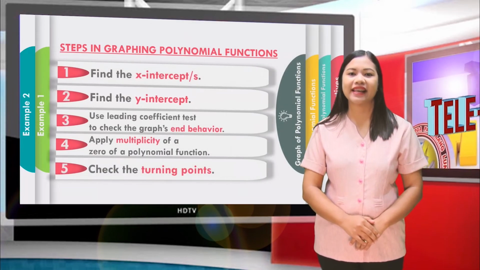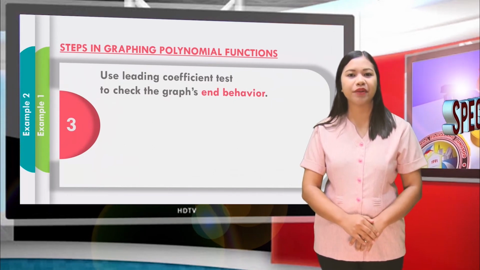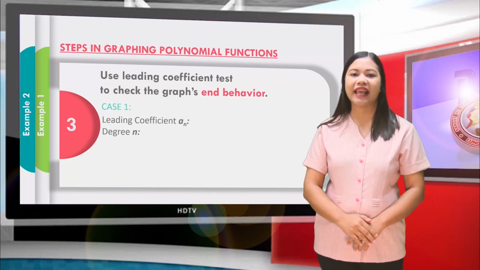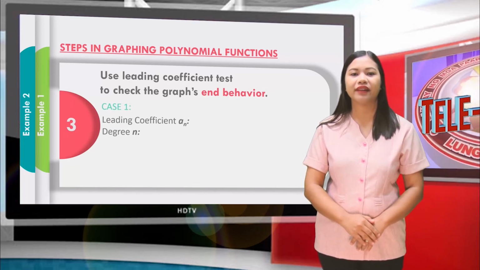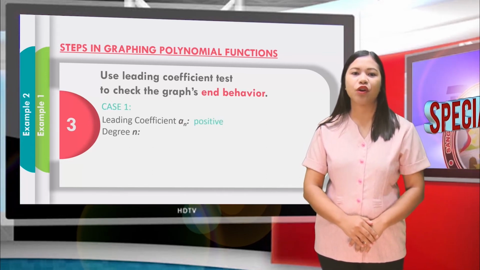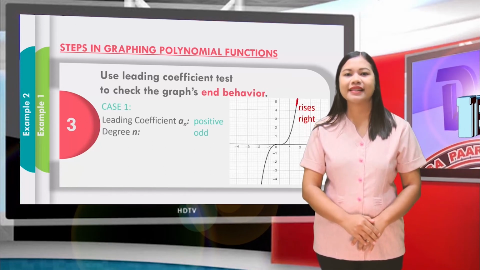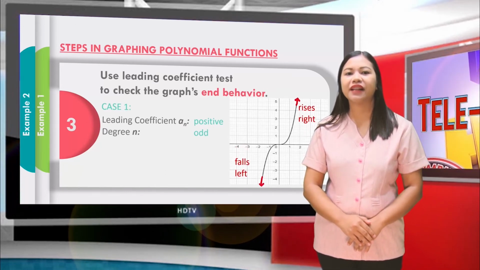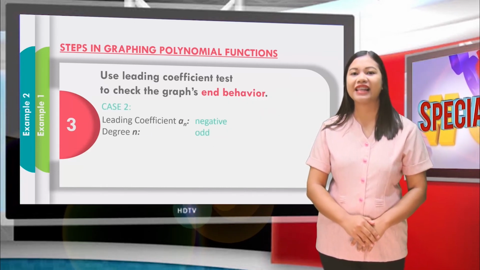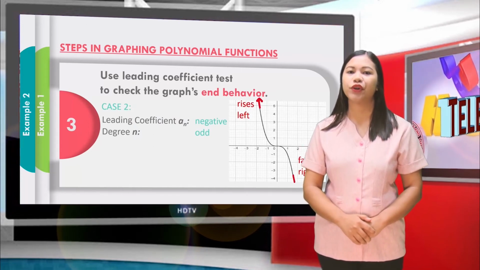There are 4 cases in using the leading coefficients to check the graphs and behavior. Here's the first case. If the leading coefficient a sub n is positive and the degree n is odd, the graph rises on right and falls on left. Second case. If the leading coefficient a sub n is negative and the degree n is odd, the graph rises on left and falls on right.